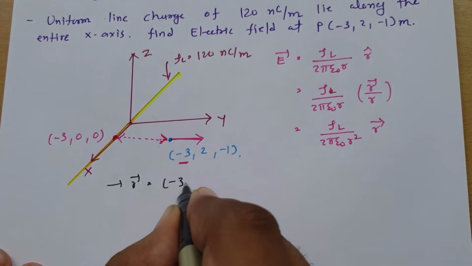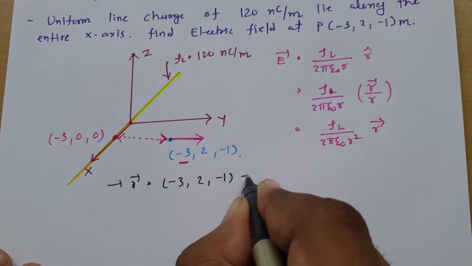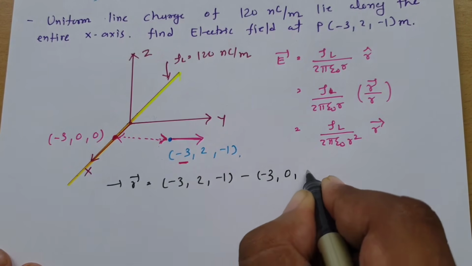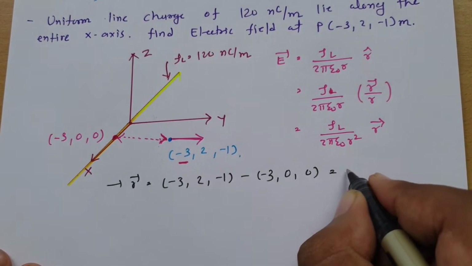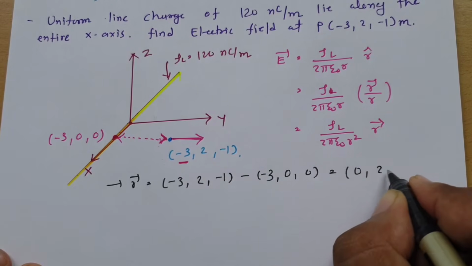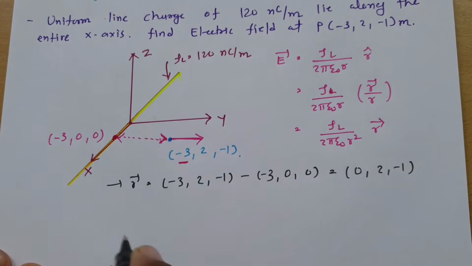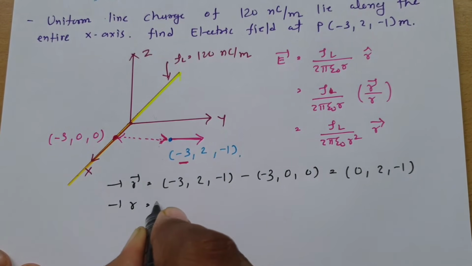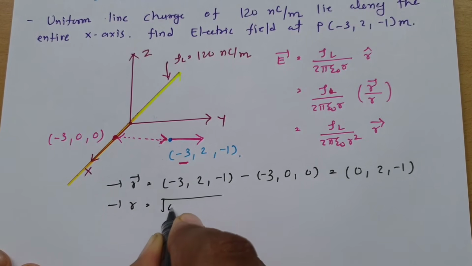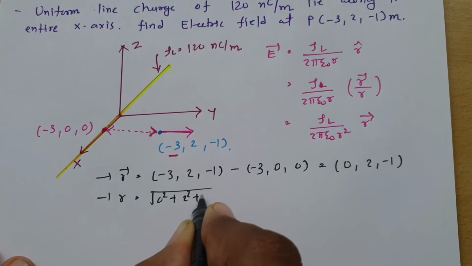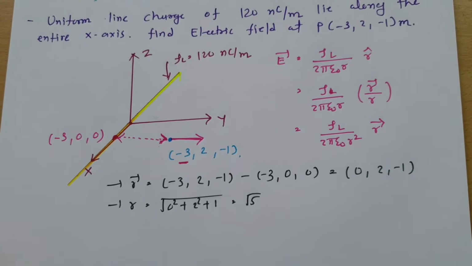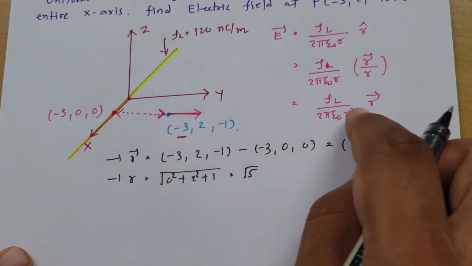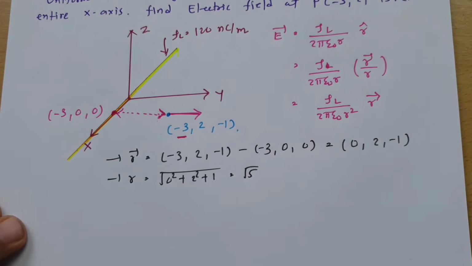So this will be minus 3 comma 2 comma minus 1 minus minus 3 comma 0 comma 0. So minus 3 minus minus 3 makes 0, so that is 0 comma 2 comma minus 1. And the magnitude is square root of 0 square plus 2 square plus minus 1 square, so this will be square root of 5. Now place all those points and values in this formula.